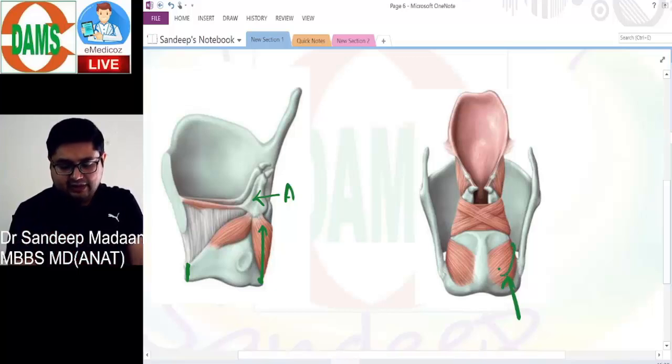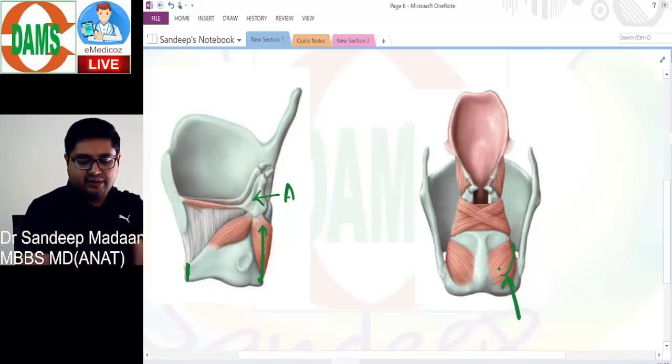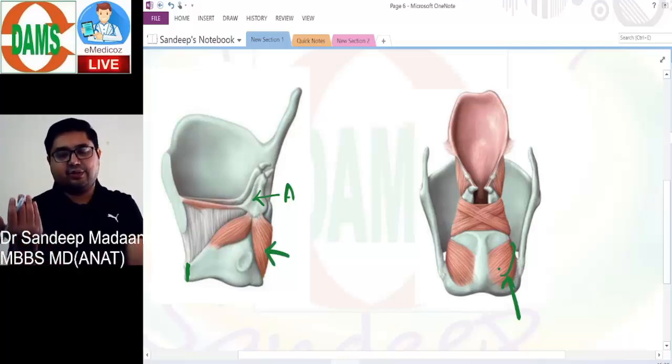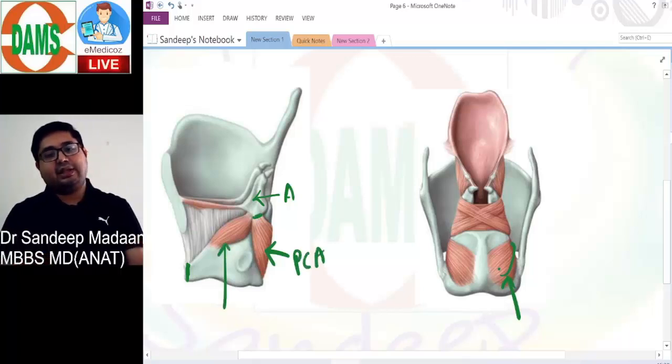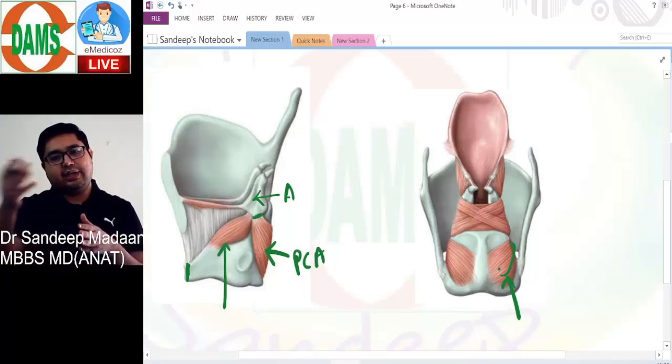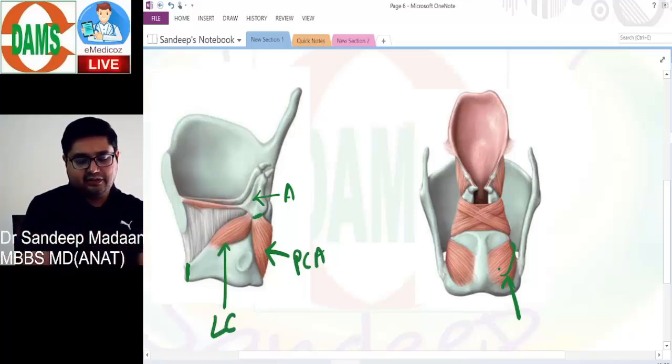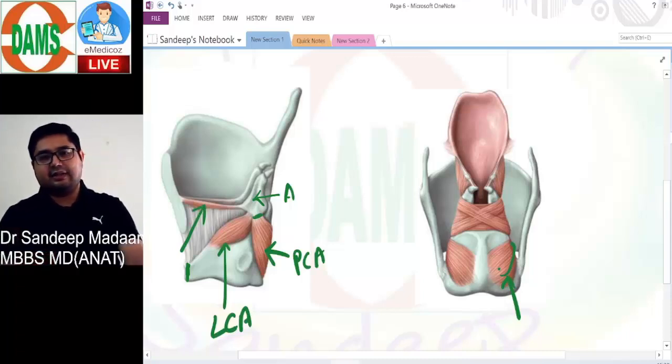The same muscle in the lateral view is visible like this. This muscle is coming from the posterior aspect of the cricoid reaching the arytenoid, so it has to be PCA. And what about this muscle? It is coming from the lateral aspect of the cricoid and going to the arytenoid. It has to be LCA, lateral cricoarytenoid. And this muscle is the vocalis muscle, right?